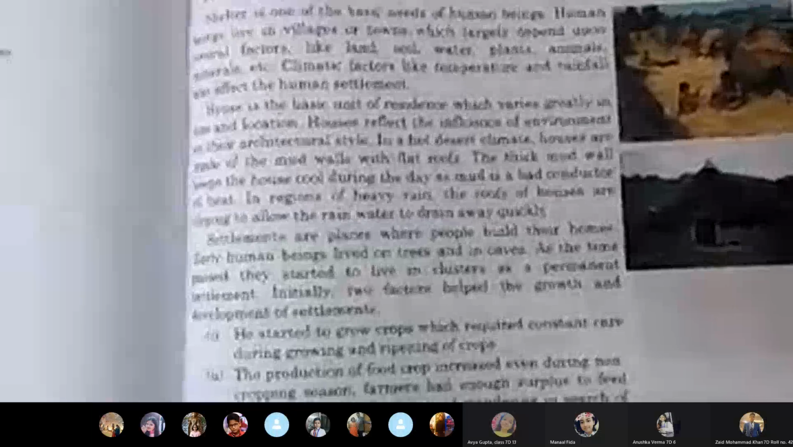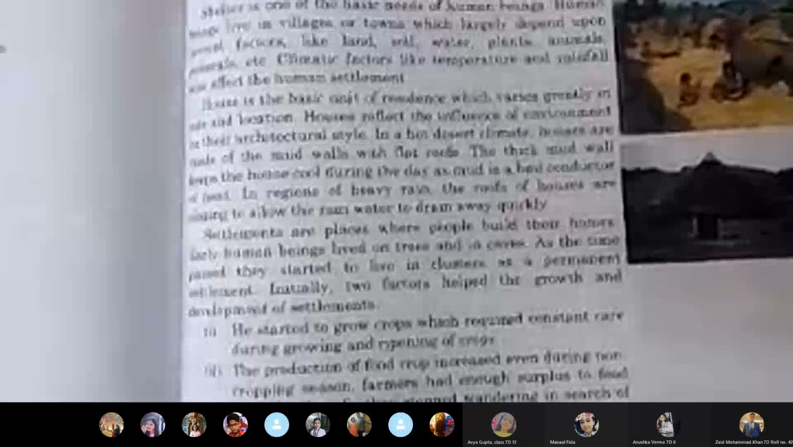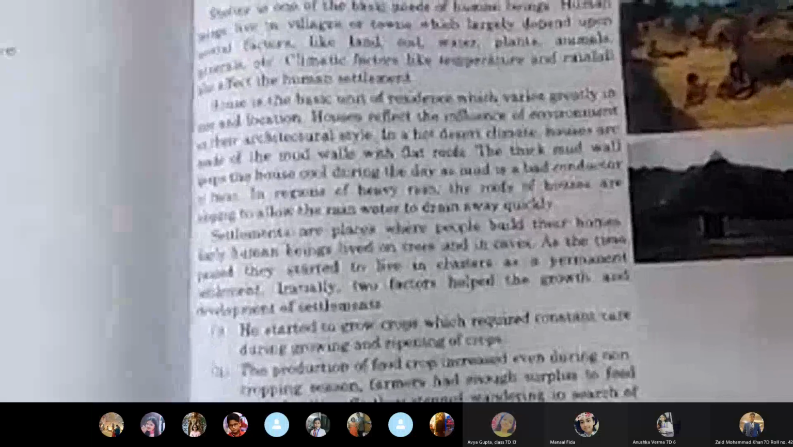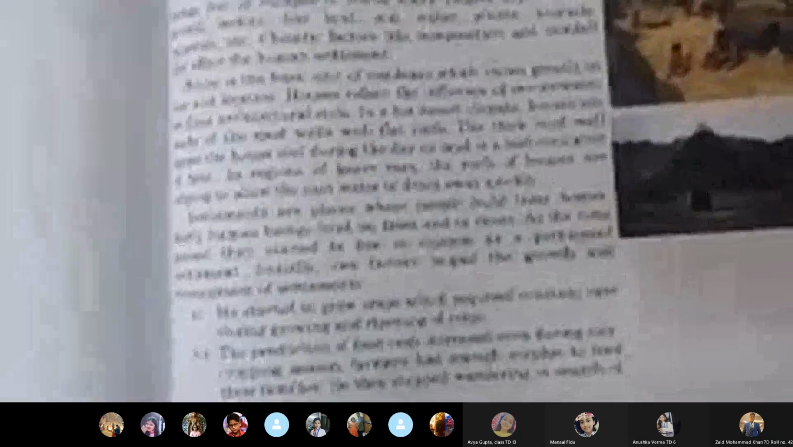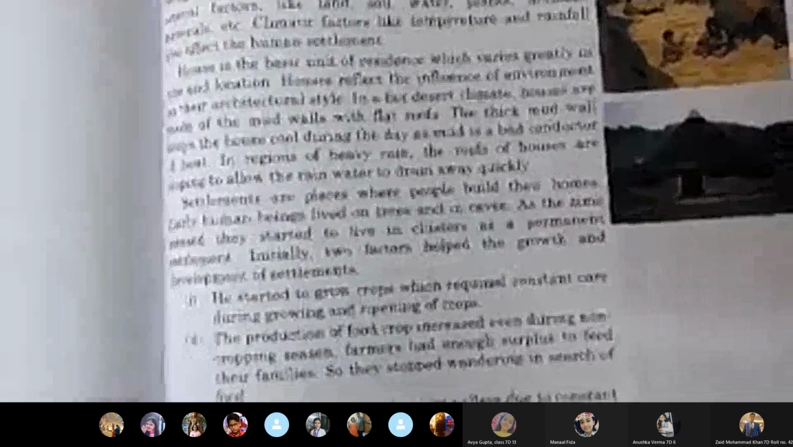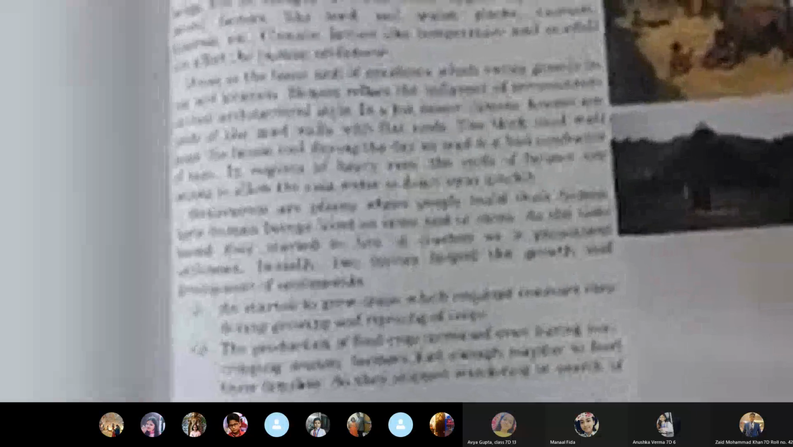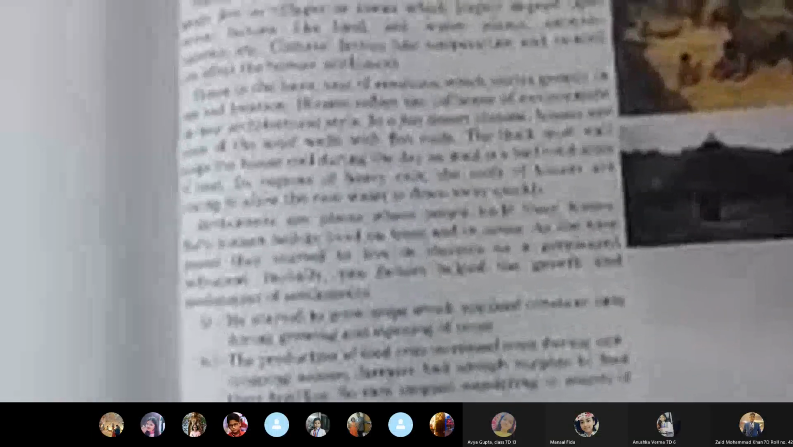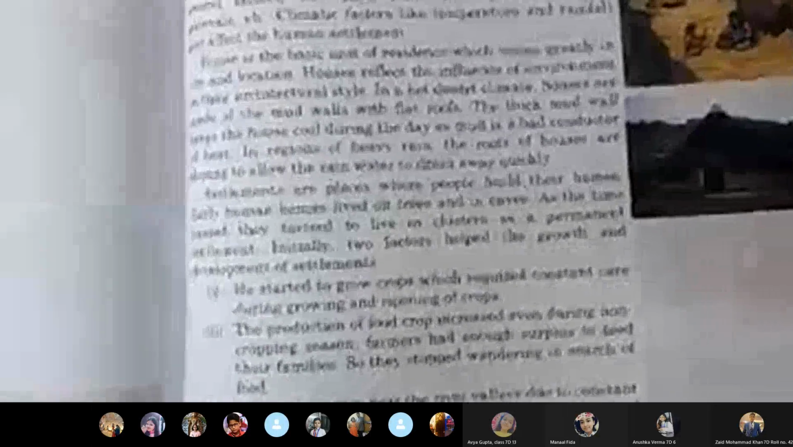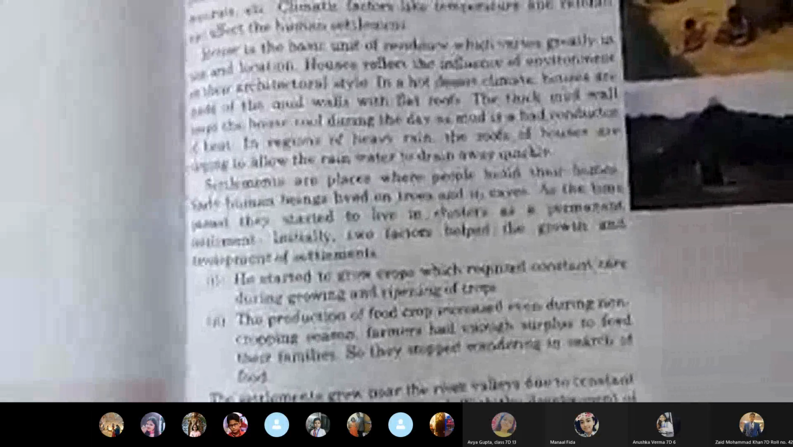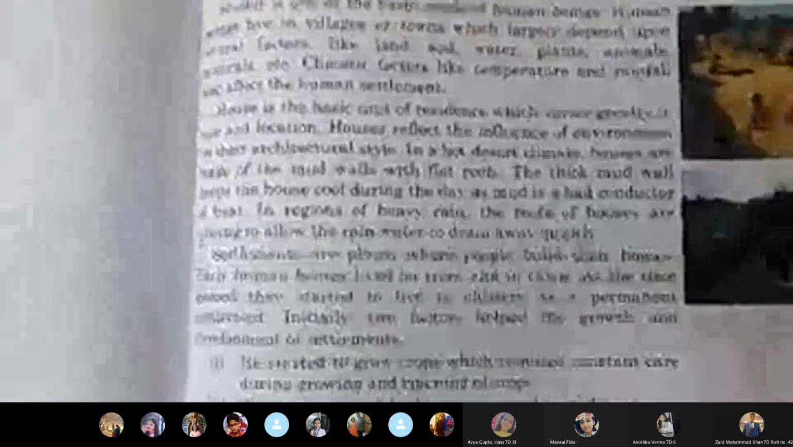Initially, two factors helped the growth and development of settlements. Now, we all know that early man lived a nomadic life earlier, where he was moving from one place to another in search of shelter. But gradually, he started living a settled life once the agricultural areas grew. That means once he learned the art of growing crops, he settled at one place, looked after his crops, and he was no longer a food gatherer. He became a food producer. He was no longer moving from one place to another in search of food. Rather, he had his own food to look after.